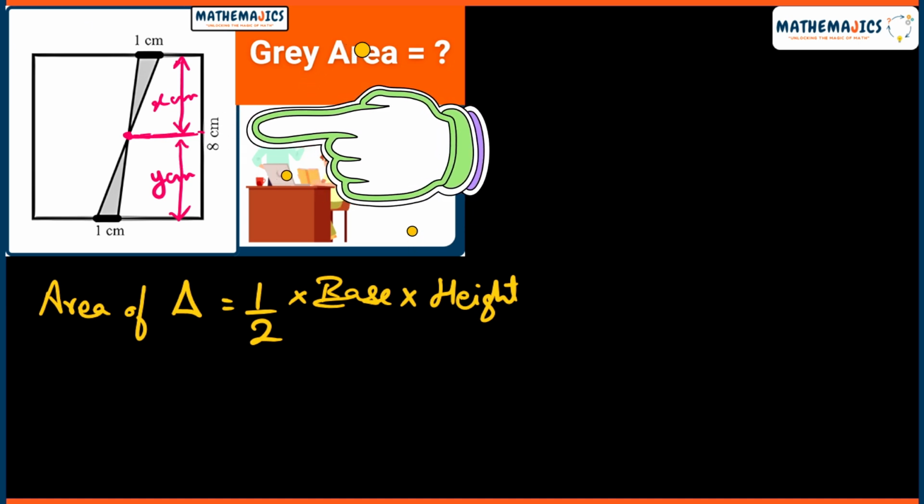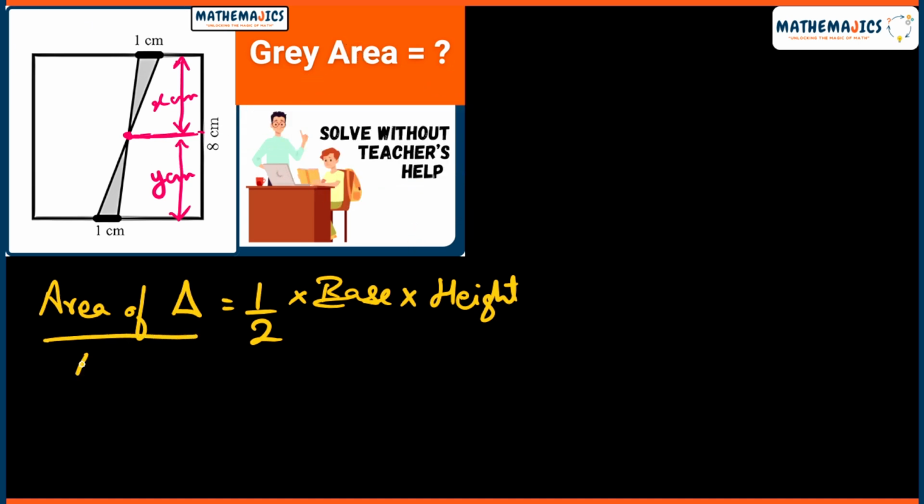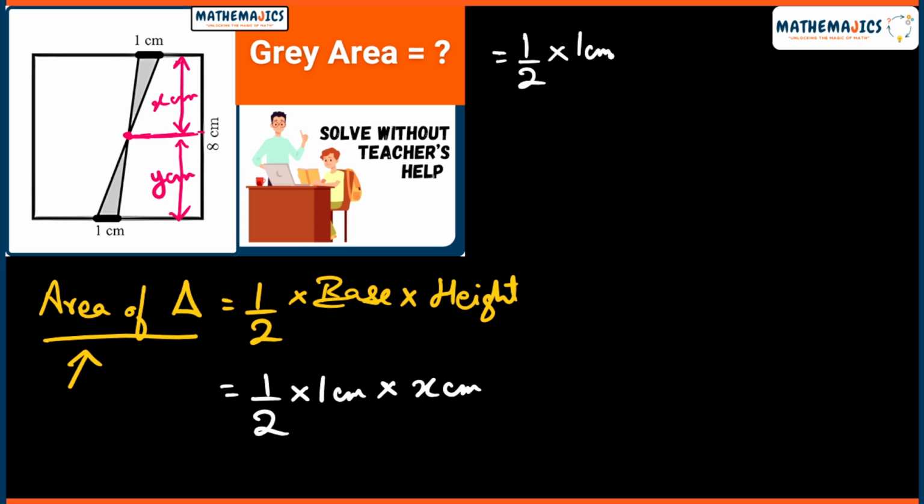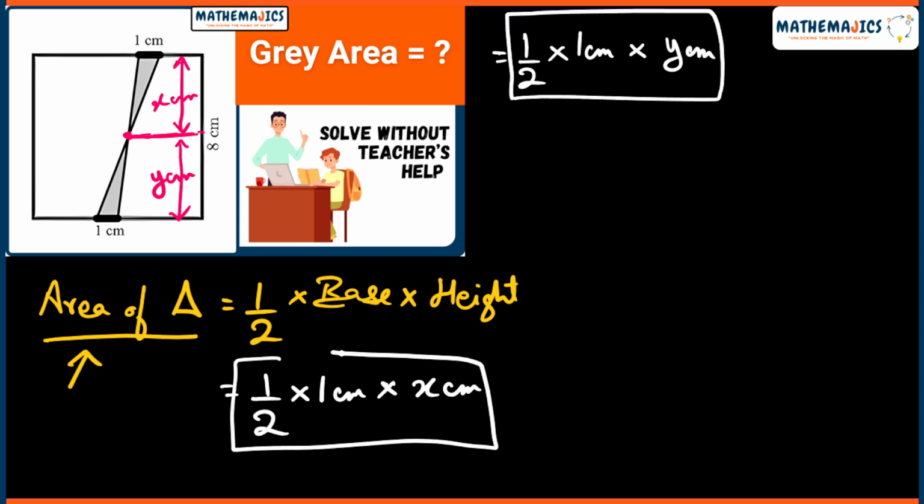We will be using that same old formula of area of triangle. Okay. So let's look at the upper triangle. What will be the area of upper triangle? Half times base is 1 centimeter. What is height? Height is x centimeter. Correct. Similarly, we can find the area of the bottom triangle. That will be half times base. Base is 1 centimeter times height. Height is y centimeter. Correct. So this is the area of bottom triangle. This is the area of top triangle.